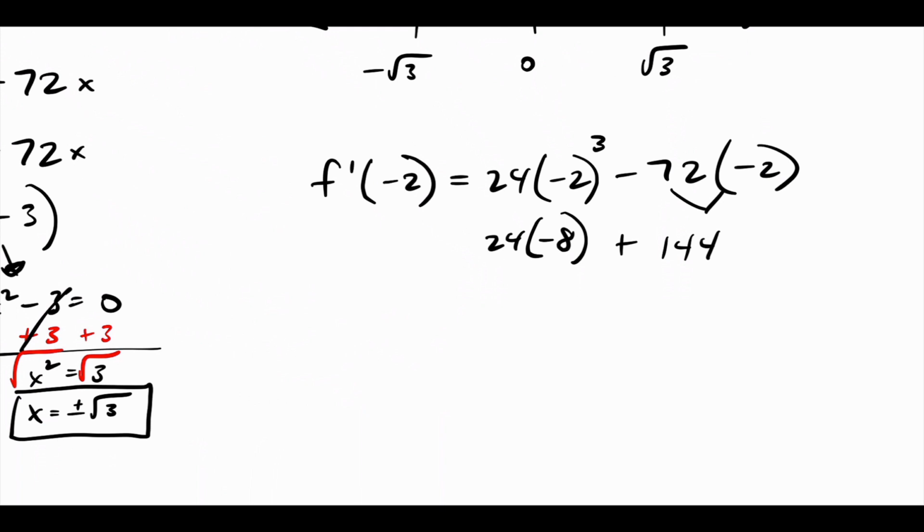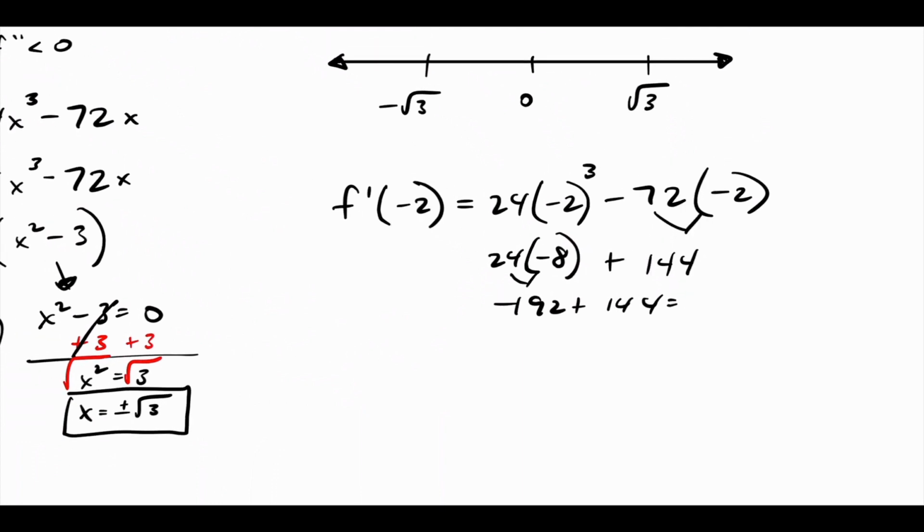So when I multiply these two guys, I'm going to get negative 8... negative 182? No, negative 192. That's going to be a negative number. That's decreasing. Okay, now I'm going to plug in negative 1.